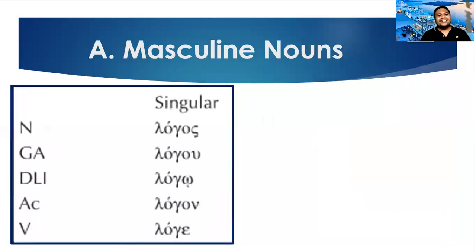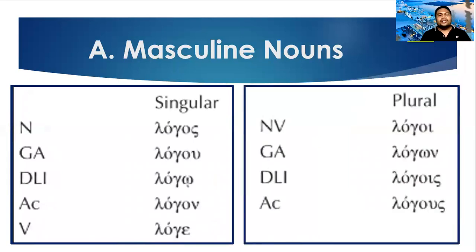Let's take a look at another word, the word logos. Let's read the word logos in its conjugation from the nominative, vocative, genitive, ablative, dative, locative, instrumental, and accusative, singular as well as in the plural. Let's read all together.